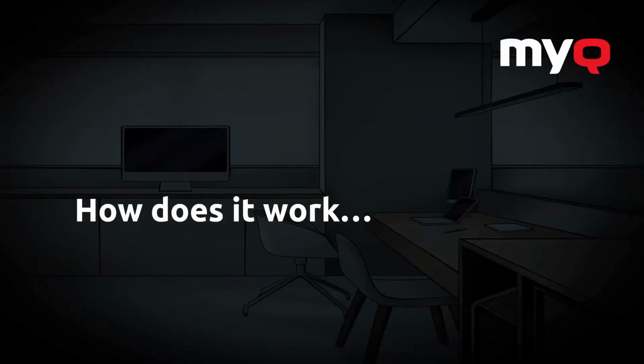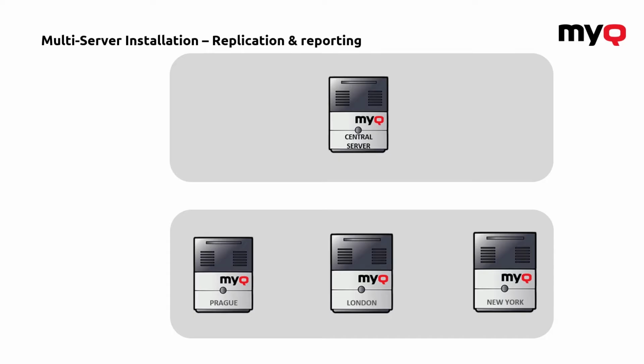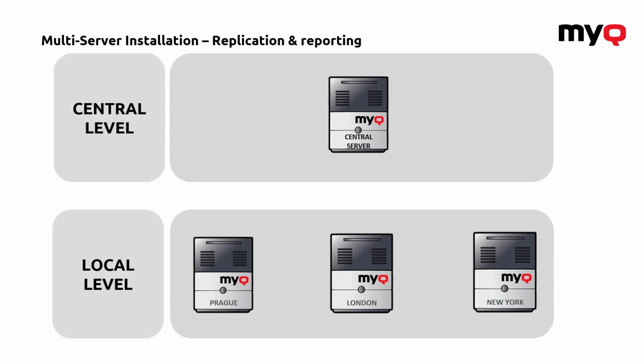The next part of this presentation will be an explanation of how this works. So as you can see, again, we've got here the central server and the print servers, which are represented by the examples of Prague, London, and New York. Important for you now is to understand that there are actually two levels of reporting, the central level and the local level. And we will of course start with the first one, which is the local level.